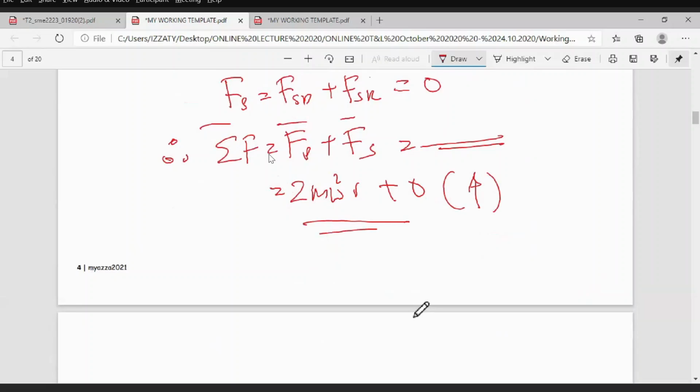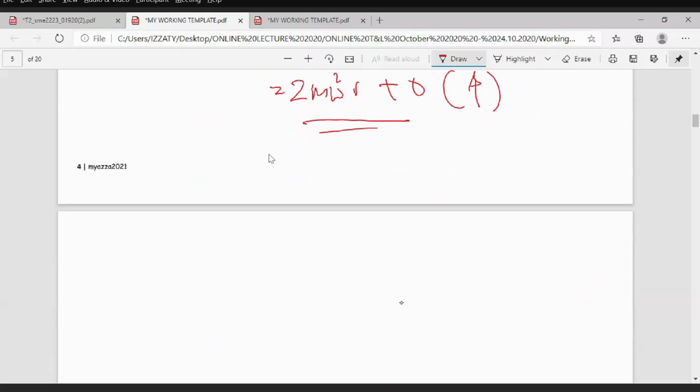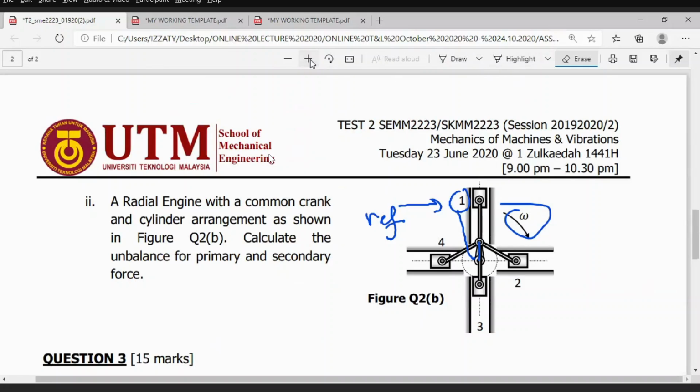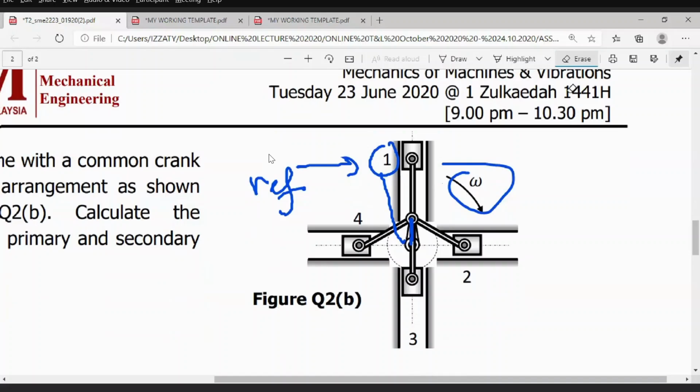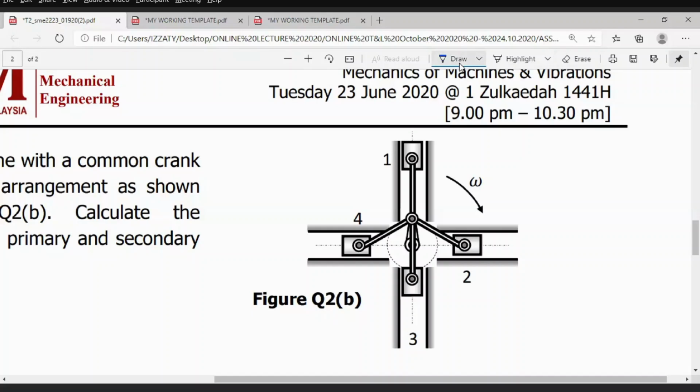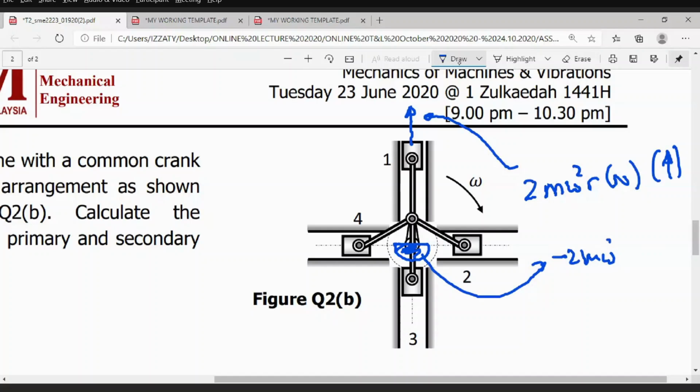If the question asks you to state or explain how to balance, it's easy. This is your engine, the given engine. The unbalanced force is basically m omega square r. This one is 2 Newton and pointing upward. So if you want to balance the engine, you have to put something on the crank. This one is negative 2m omega square r Newton, pointing downward. Then the system is balanced. That is how to balance the engines.